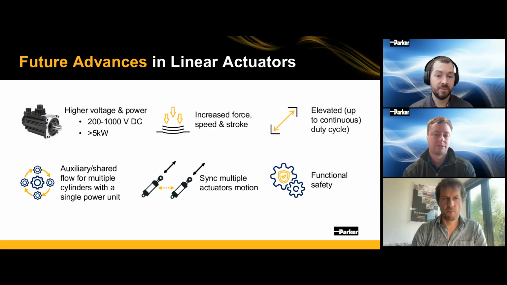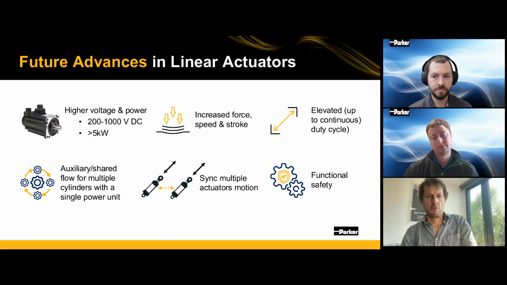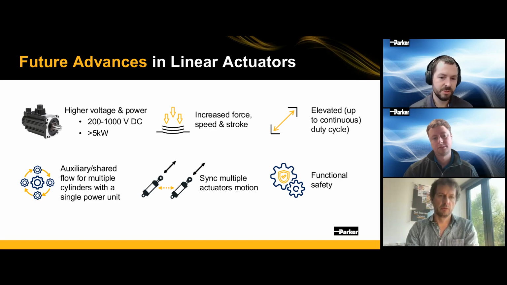And as you have a larger electric motor, it allows you to have higher speeds, increased force, longer strokes, and elevated up to continuous duty cycles. So these top 3 rows are really going to address some of those applications more on that heavy industrial side, like that excavator, for valuable solutions to the customers.